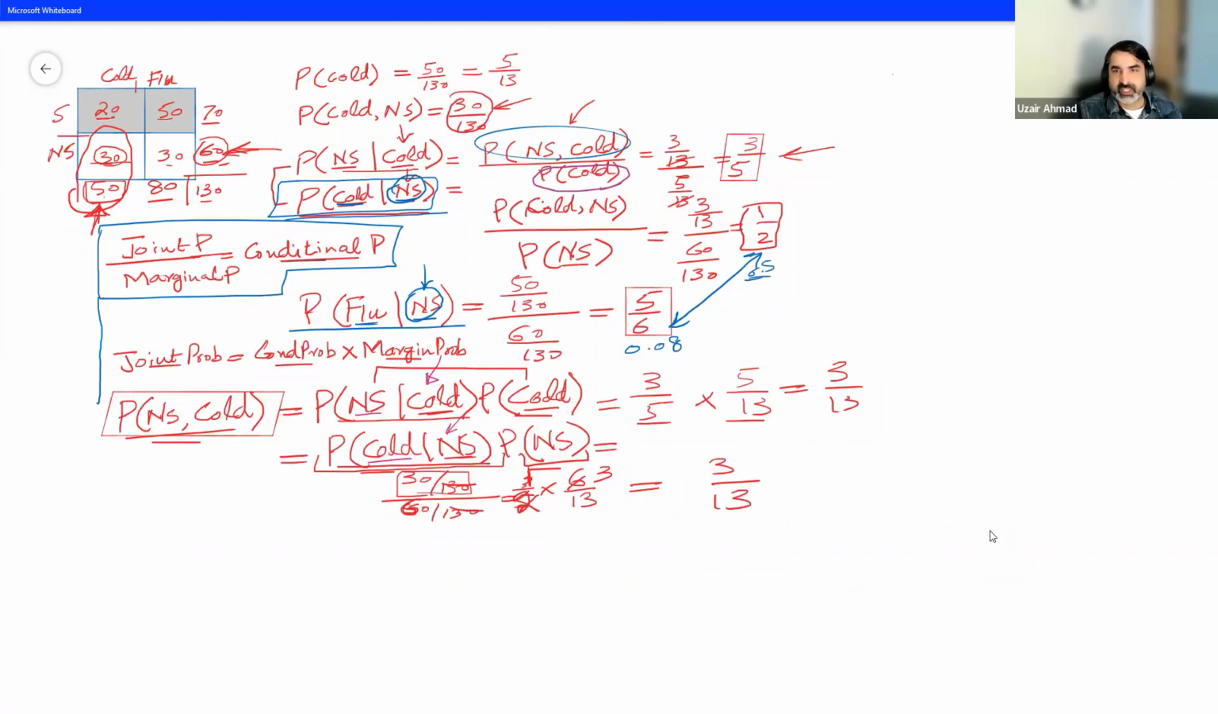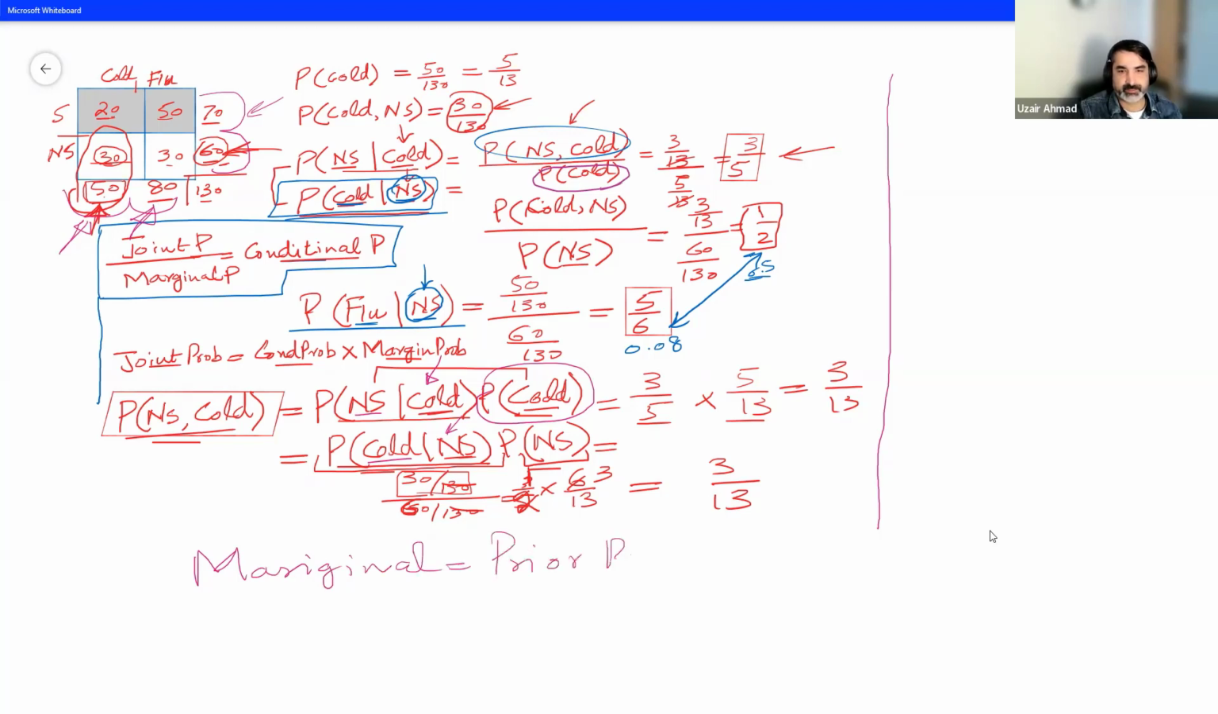Now we take it to the next level and give some names to these things. The marginal probability on here and here, they have a special name that we are going to call them. We are going to call these prior probability. So marginal is going to be referred to as prior probability.